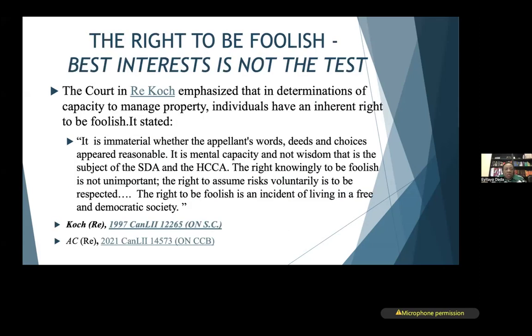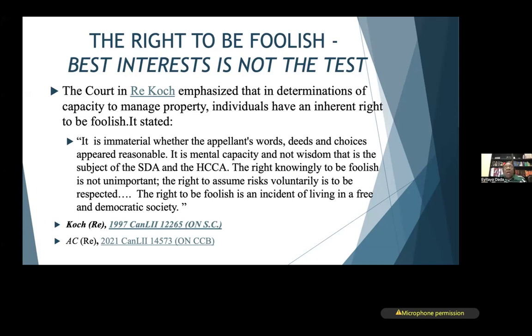I'm going to jump from there to the right to be foolish. Something that comes up a lot in property cases is people relying on what they call the best interest test. Well, we think it's in the best interest that they don't spend money like that. How a person spends their money is none of your business if they're capable. If they are incapable, yes, then we're talking to the PGT. But if they are capable, they can actually decide what they want to do.